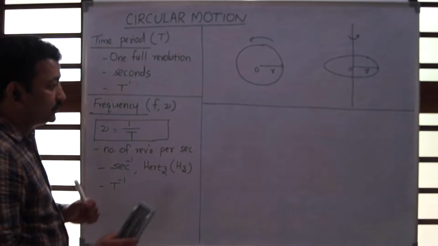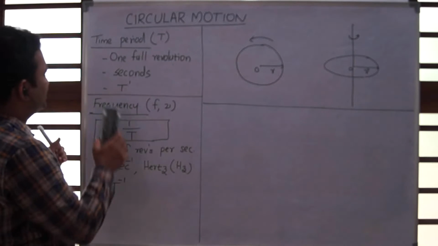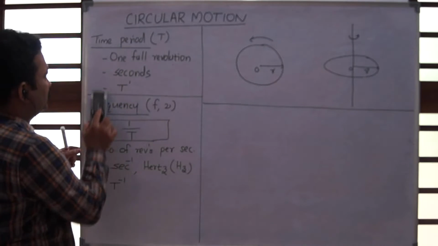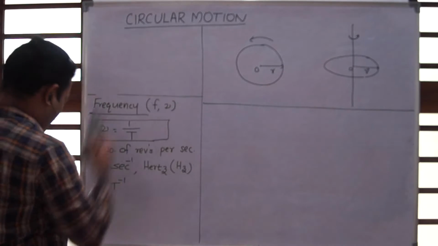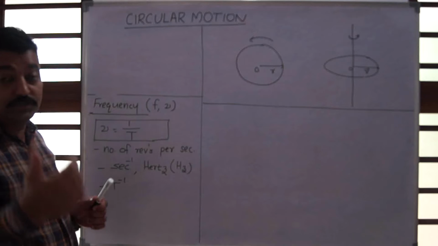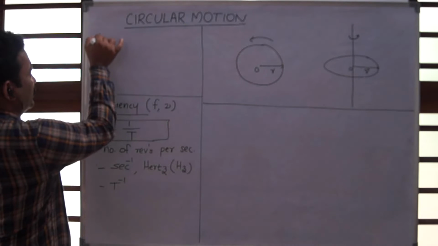Now I am entering into the first concept that we need to learn in the unit of circular motion, which is called the angular velocity. Velocity concept, that is angular velocity.